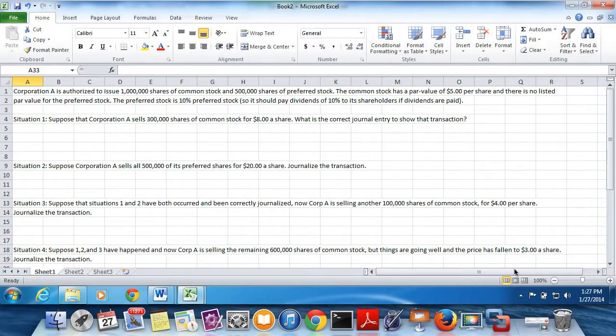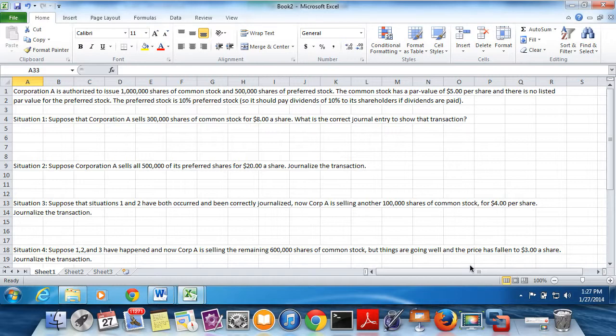Okay, I have a couple of example questions here for you. We're going to start with the top. Basically, this scenario holds true throughout all the different situations in this spreadsheet. So let's take a look at that.